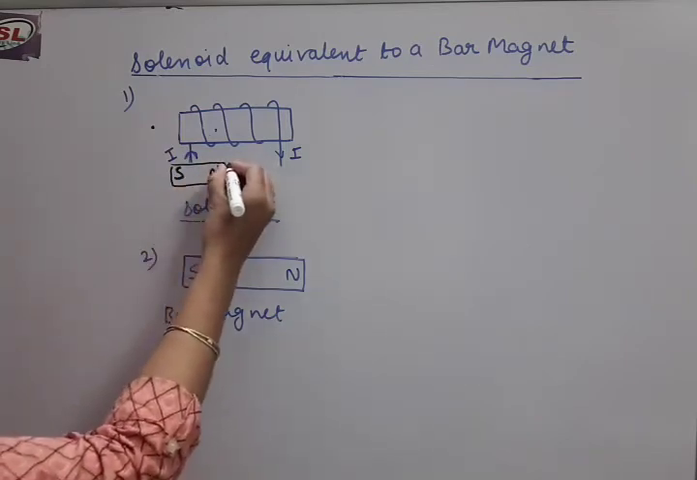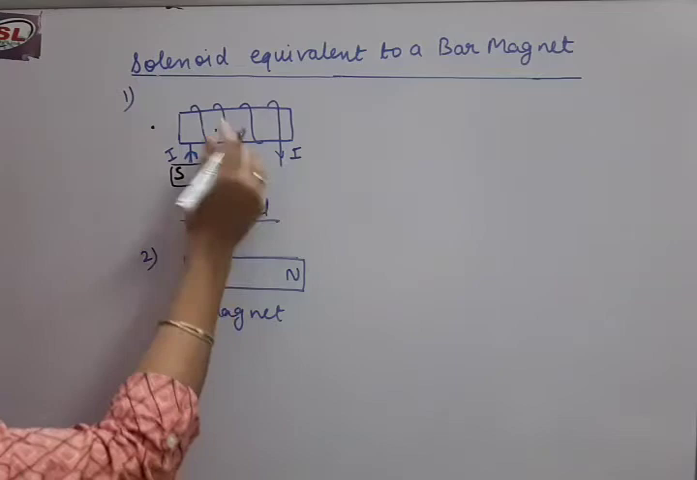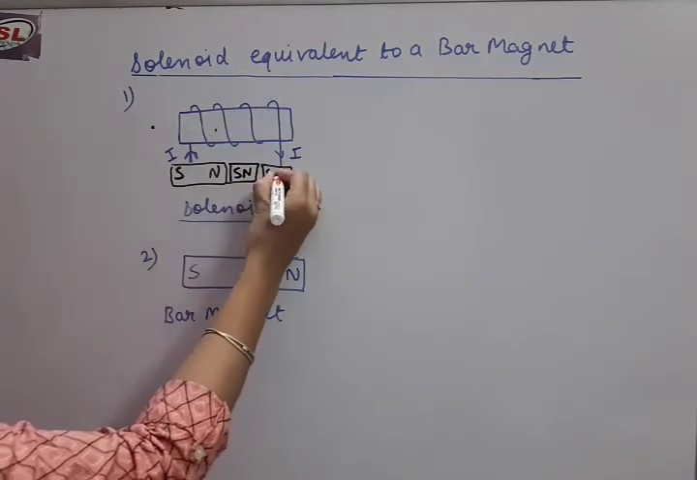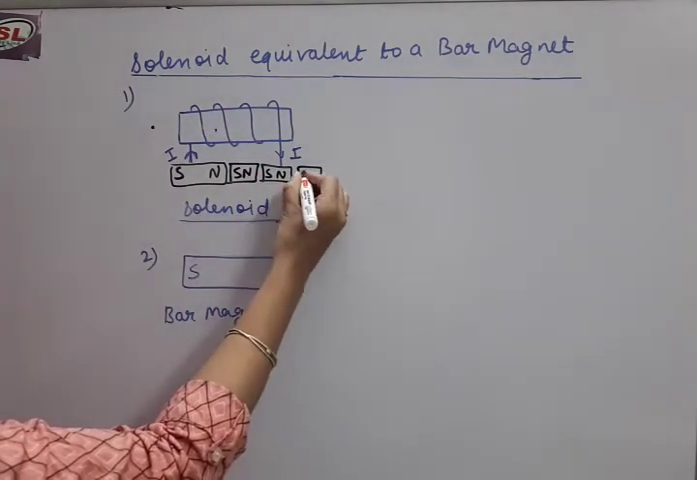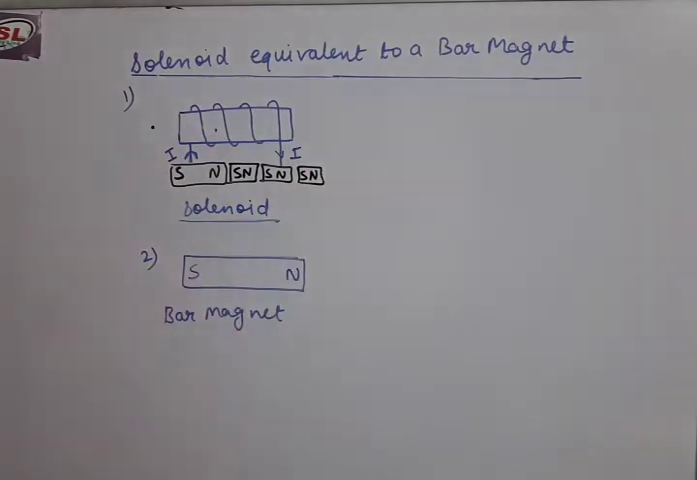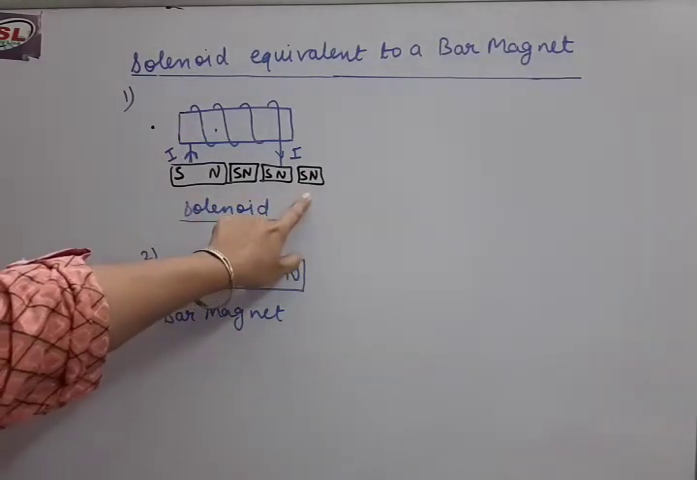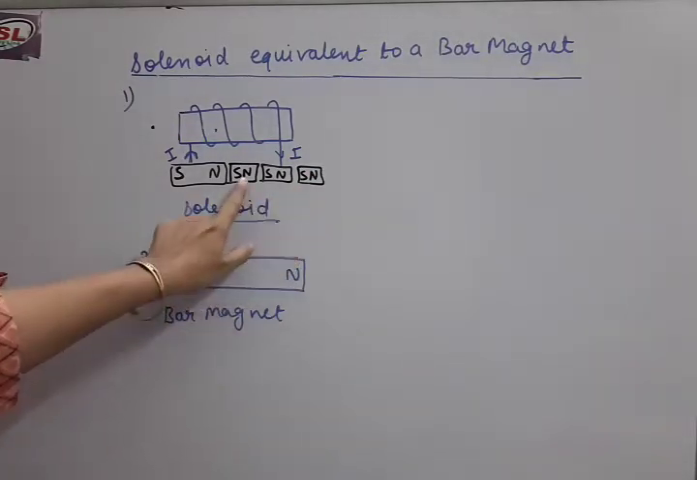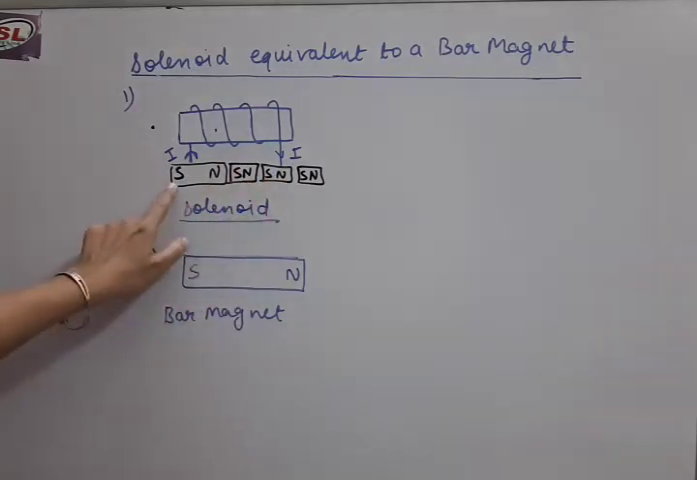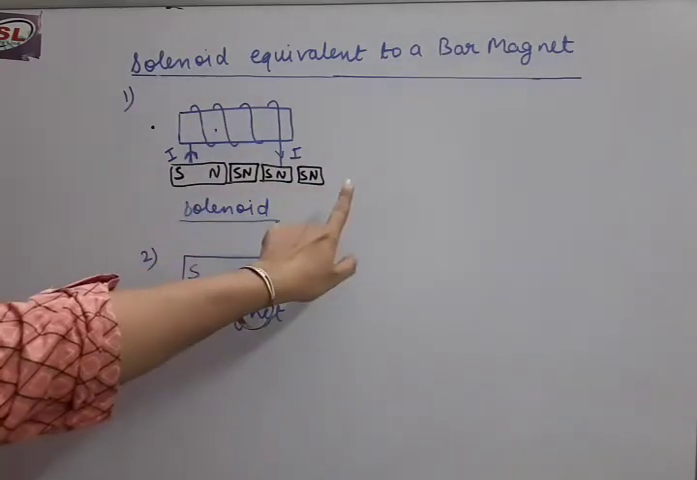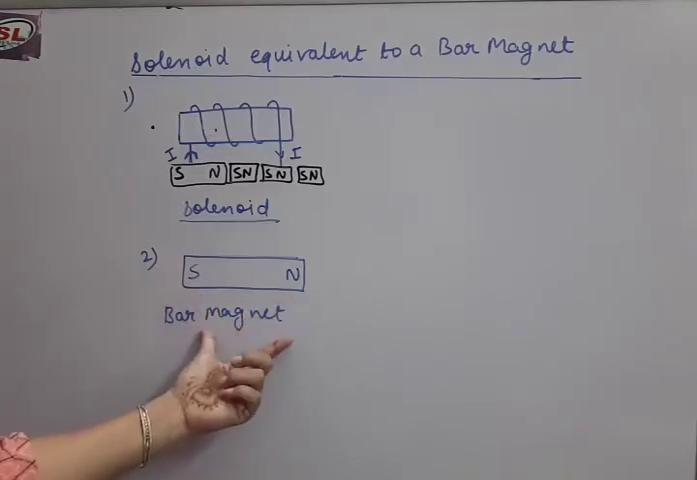In the same manner we have so many magnets. The second turn, third turn is also a magnet, the fourth turn is also a magnet. So when all these magnets are combined, all the magnets have the south pole on one side only and the north pole on the opposite side only. So they can create a bar magnet.